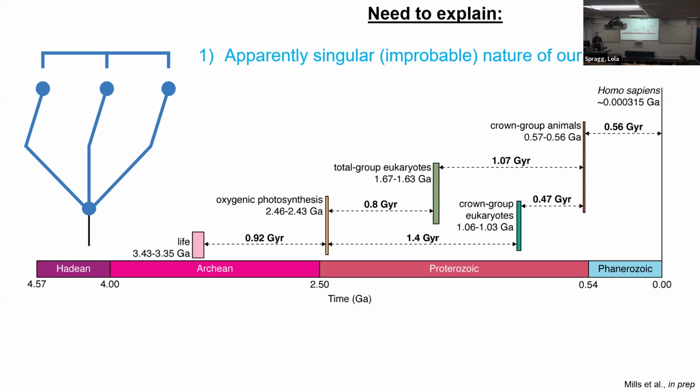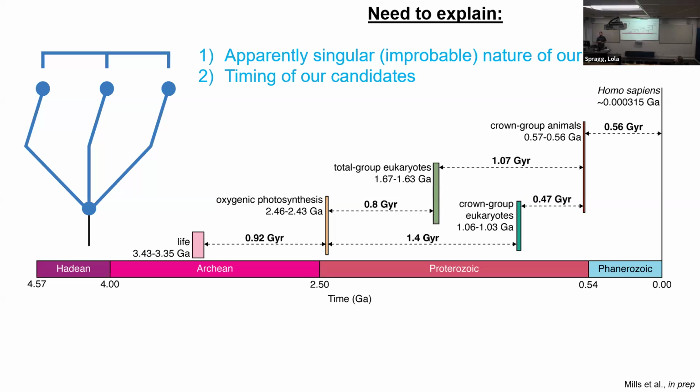So you would need to explain the apparently singular and therefore improbable nature of these hard step candidates. And it's pretty robust in biology to say that oxygenic photosynthesis evolved once, in the ancestors of cyanobacteria, or that eukaryotic organization only evolved once. This is pretty well agreed upon. So you need to find some way to get around that. The other thing you need to explain is the timing of these candidates.